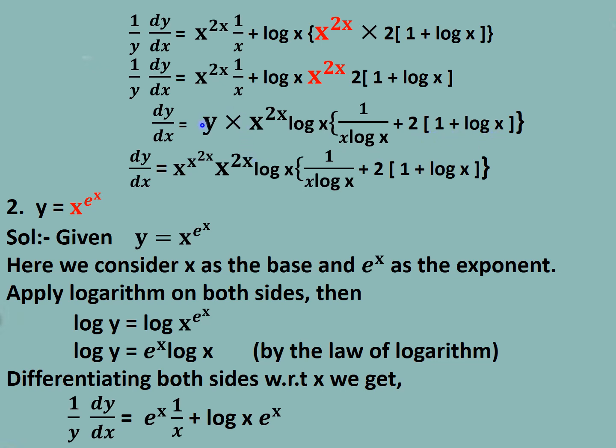Now what is y? y is x raised to 2x. Therefore dy by dx is equal to x raised to 2x into x raised to 2x into log x into 1 upon x log x plus 2 into 1 plus log x.